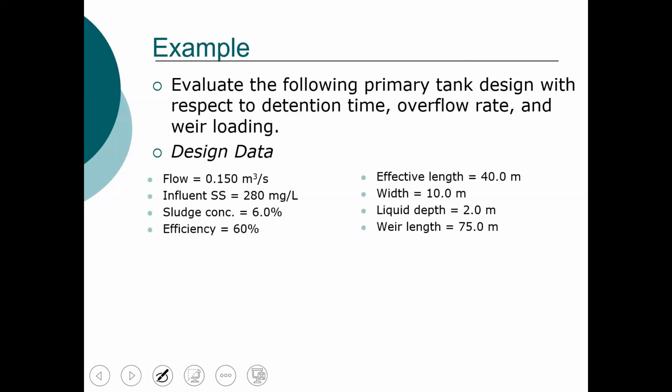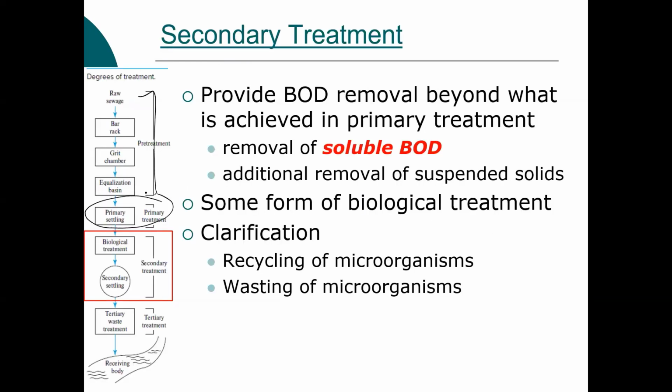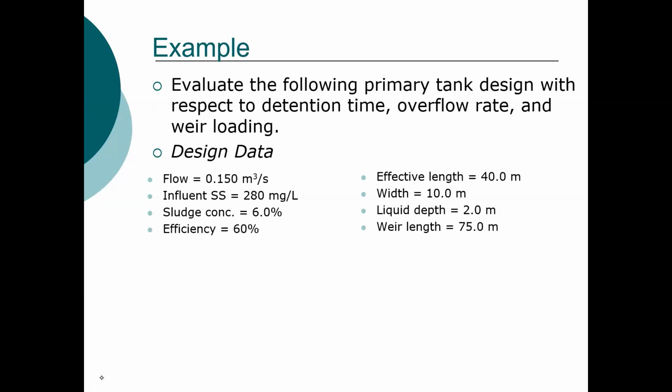Great job. What I'd like to do today is continue where we left off on Friday. We had been talking about primary treatment. The goal of primary treatment is to remove the insoluble material, the particulates that settle out under quiescent conditions. We have a problem, same theory that we've used before for sedimentation. In this case, you have a primary tank design, and you're asked to calculate the detention time, the overflow rate, and the weir loading.